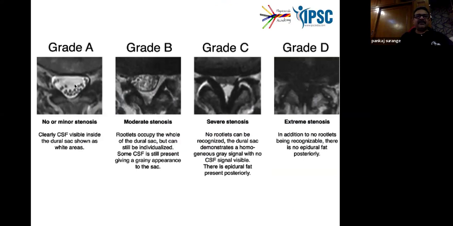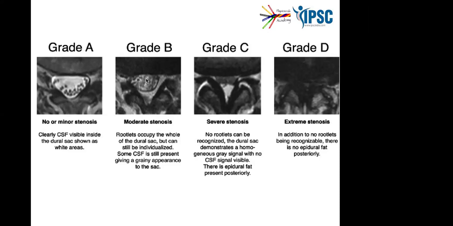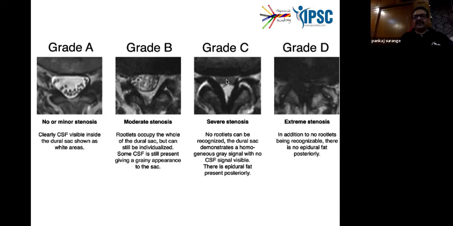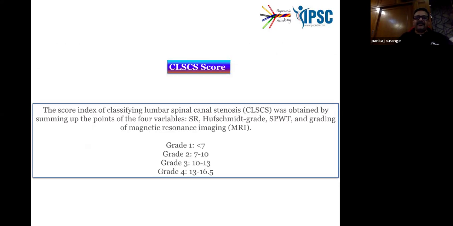Grade 1 means CSF is there and all the nerve roots are free. There's some crowding happening over here. There's a compression of the thecal sac. Grade 4 is completely compressed. We cannot differentiate between the nerve roots. That is grade 4. You can read about the CLS score. This basically gives you the idea about where we can go for decompression and fixation surgeries.